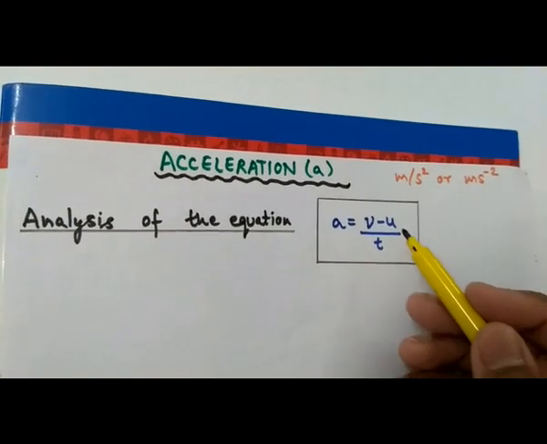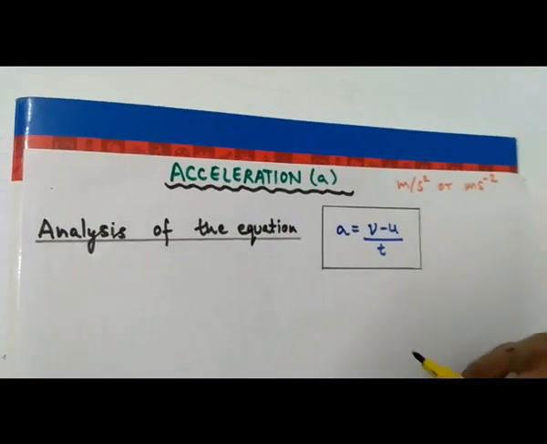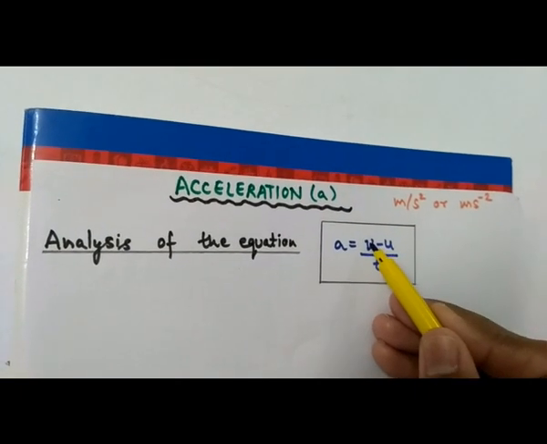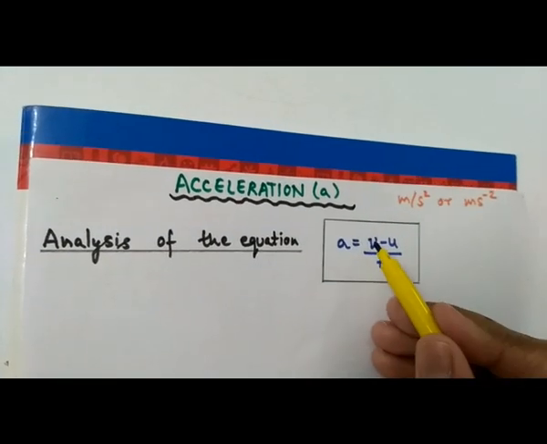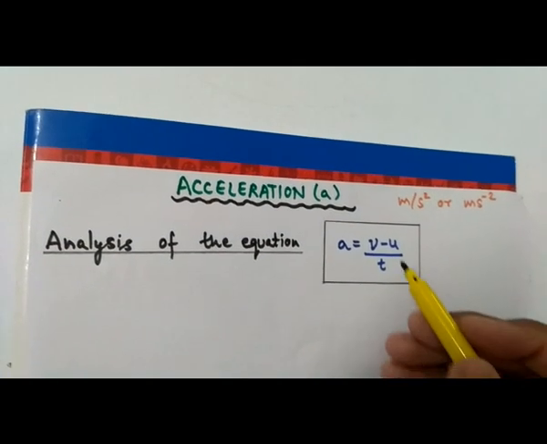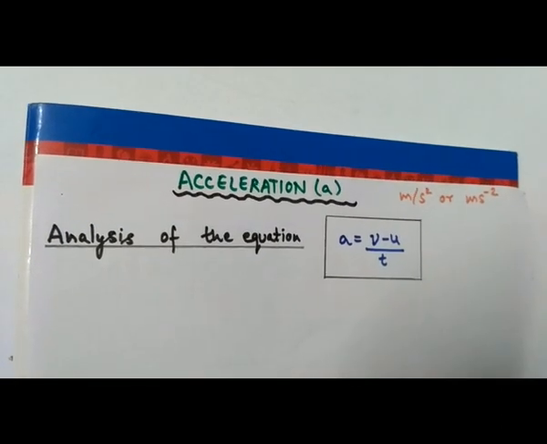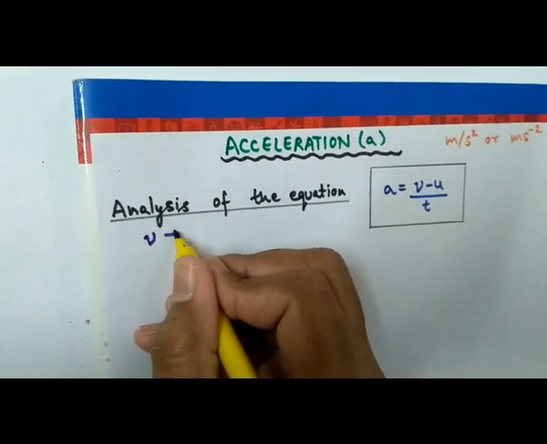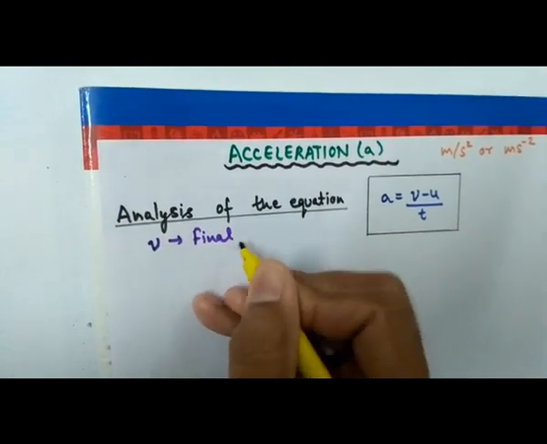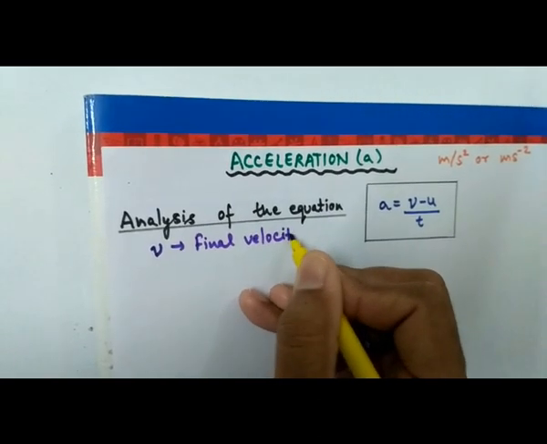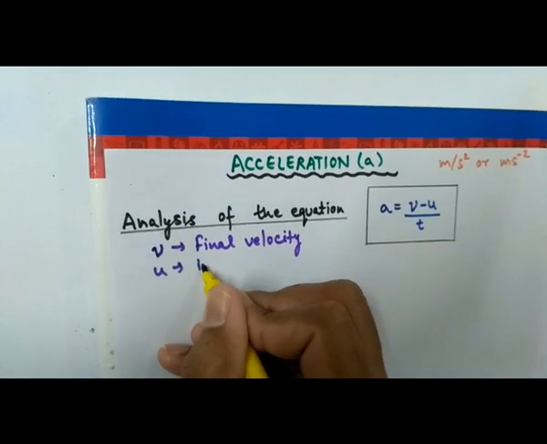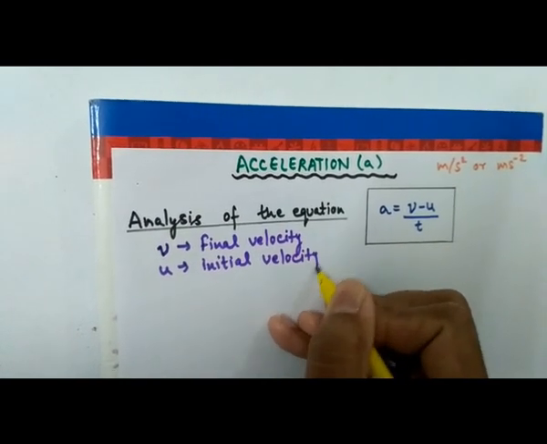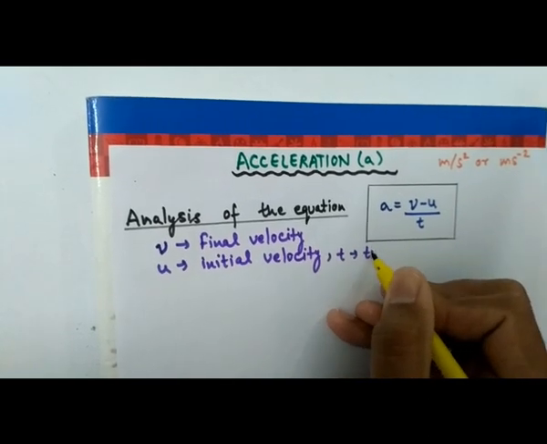Small v is final velocity, small u is initial velocity, and t is time. Now, v can be greater than u, v can be lesser than u, or v can be equal to u. First, write it down. v is final velocity, u is initial velocity, and t is time.